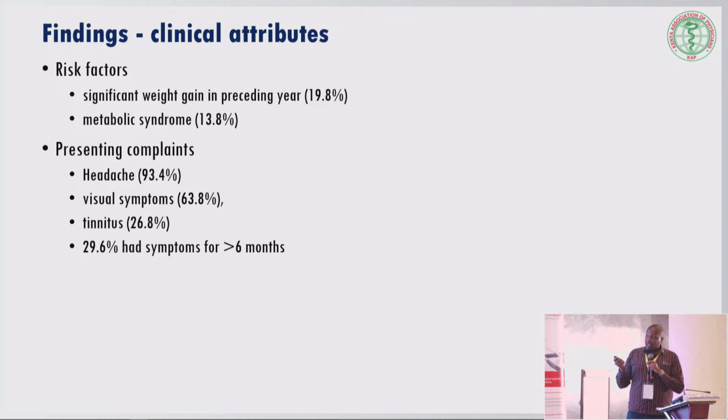63% had visual symptoms, and this ranged from visual loss to diplopia to photopsia. Significantly, only a quarter came with tinnitus, and actually tinnitus is the most significant clinical complaint that can direct you towards IIH. On the issue of delayed access, 29.6% of patients, that's about a third, had been reviewed severally with headaches with no clear diagnosis made.